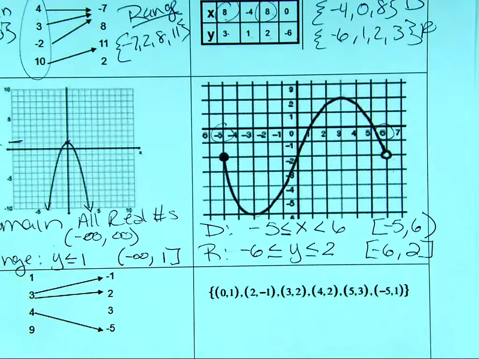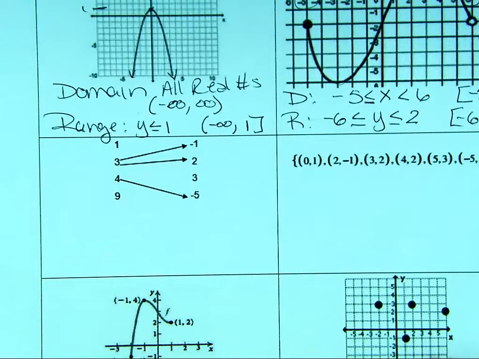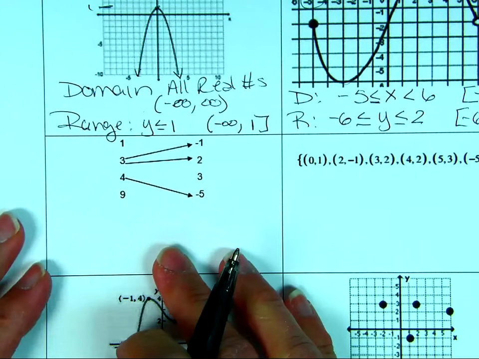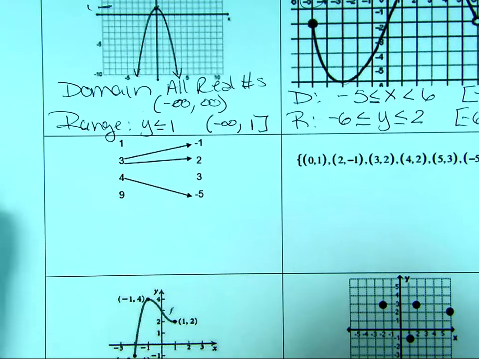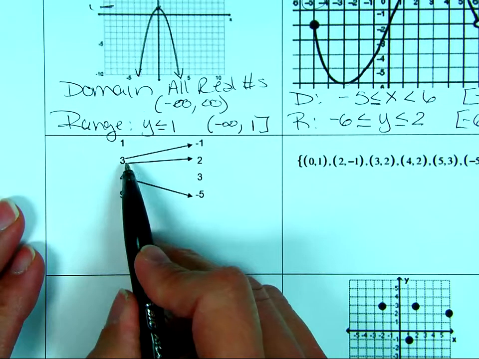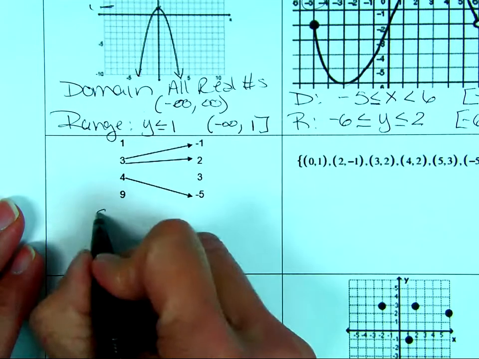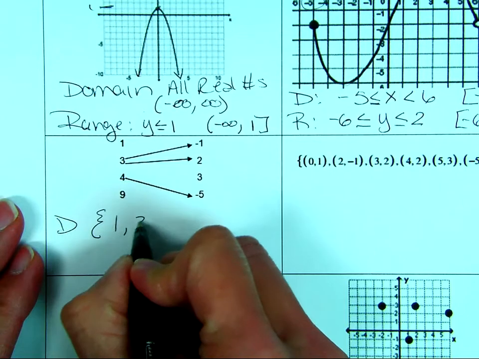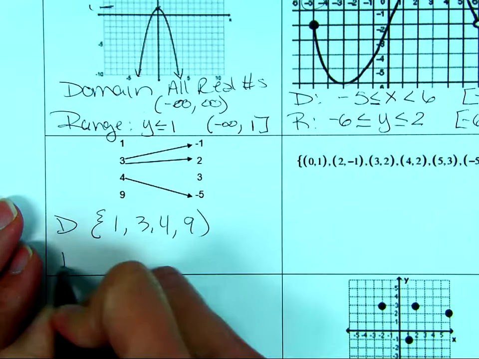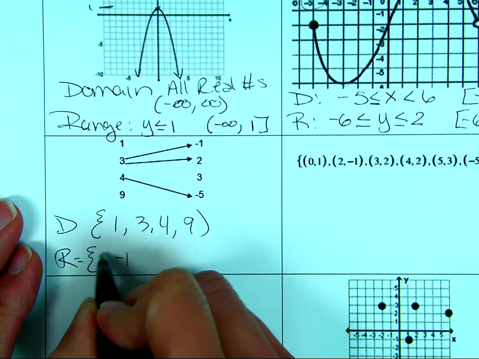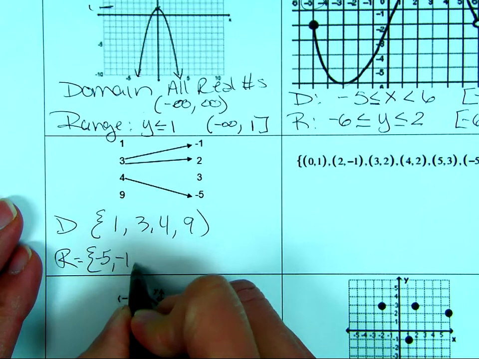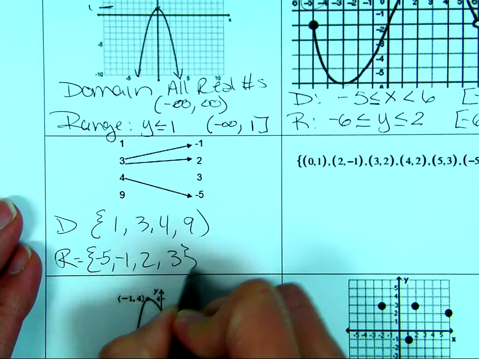Okay? So this again is discrete. So we would just write it. This one is not a function, right? We still have a domain and range because it's a relation, but it's not a function because that 3 goes to 2 different ones. So our domain would be 1, 3, 4, and 9, and our range would be -5, 2, and 3. Try to write those in order.